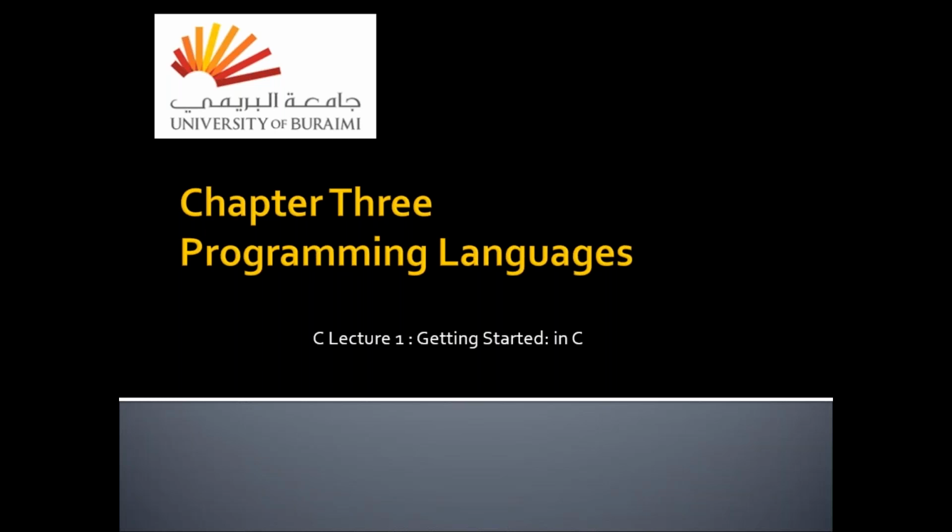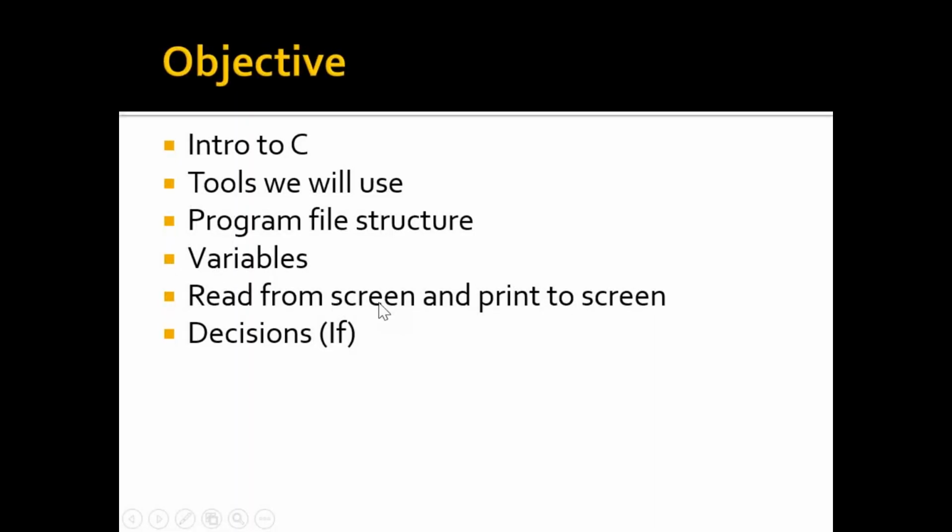In chapter 3, we're talking about a programming language. Firstly, the objectives of this chapter. I'll talk about an introduction to the C language, then the tools used in C language and program file structure, then the variables and the types of variables. Then I'll talk about reading from the screen and printing to the screen, and finally the decision if.